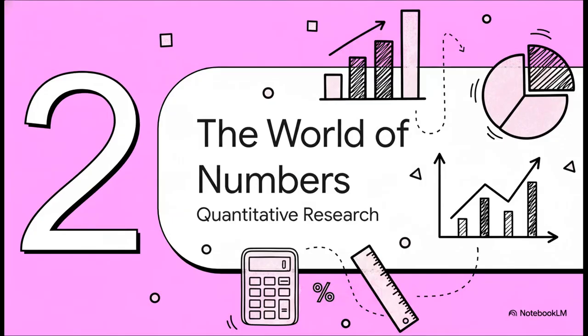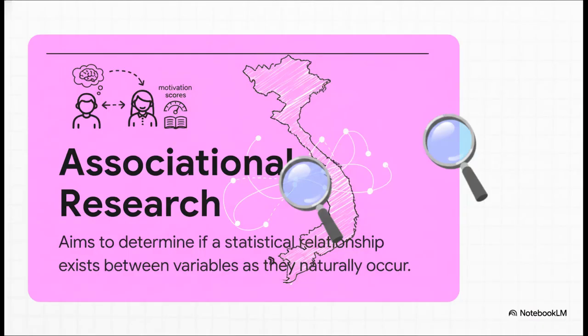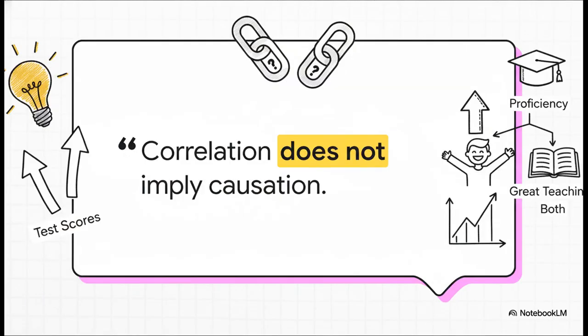So let's take our first deep dive into that world of numbers, quantitative research. The main goal here is to measure, to analyze, and to explain things using numerical data. One major type you'll see is what's called associational research. Now here, you're not changing anything at all, you're just observing. For example, a study in Vietnam might look for a relationship between how motivated students are and what their language proficiency scores are. It's just looking for a connection, a correlation between two things as they already exist in the real world.